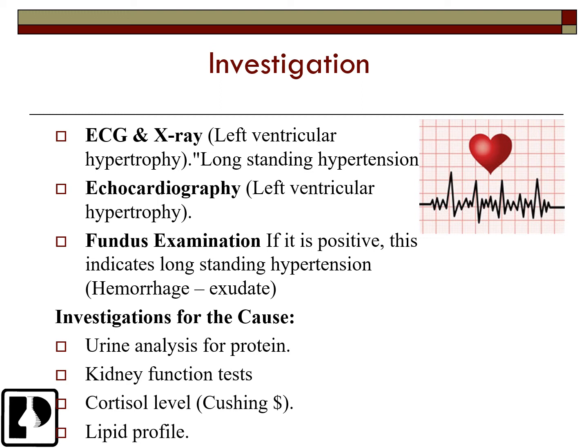Cortisol level, if we suspect this patient has Cushing syndrome. Lipid profile, triglyceride and cholesterol. This is one of the major important risk factors for hypertension.